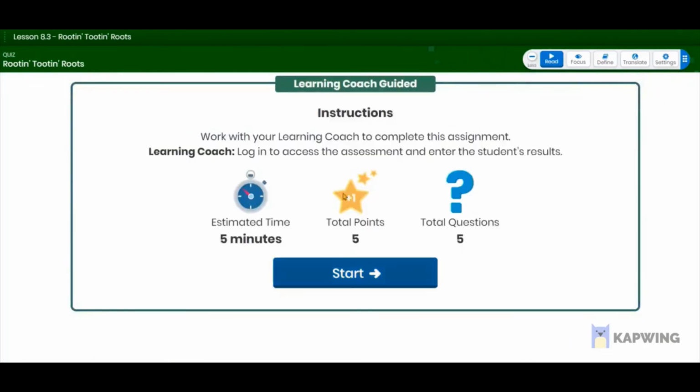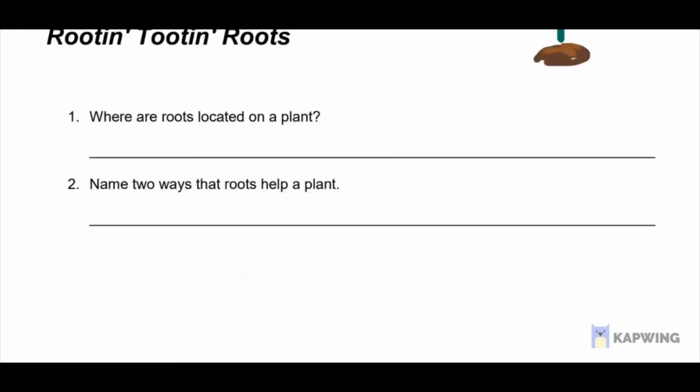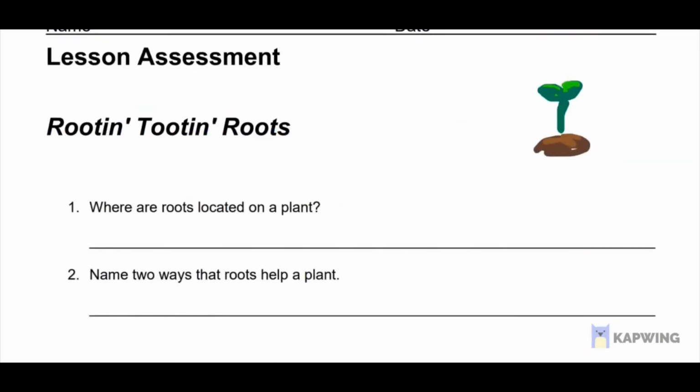Okay, now there's a quiz for you to take. Actually, let's go over the questions that will be asked in your quiz. Okay, the first question is, where are roots located on a plant? Well, this is a plant. I've made a little picture of the plant here. Do you remember where the roots were located? So imagine this is the soil, and this is the top part of the plant. The roots are actually down below the soil.